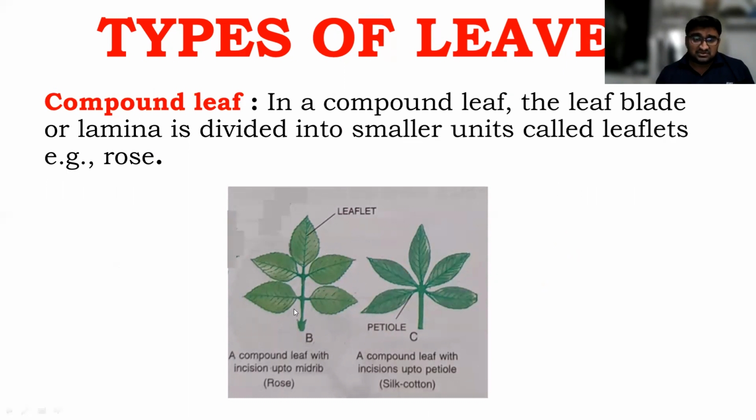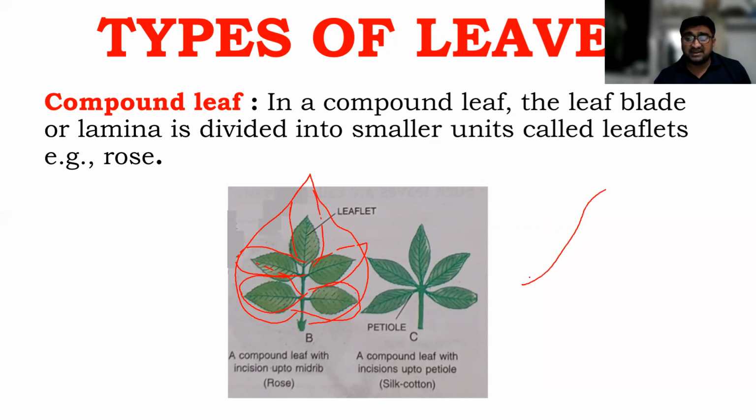You can see, suppose this is a compound leaf. Suppose this is the entire lamina of that leaf. But when the marginal incisions reach up to the midrib, suppose these are the marginal incisions and they reach up to the midrib, due to that number of marginal incisions which reach up to the midrib, the lamina of that leaf is divided into a number of smaller parts known as leaflets. So such a type of leaf is known as a compound leaf.